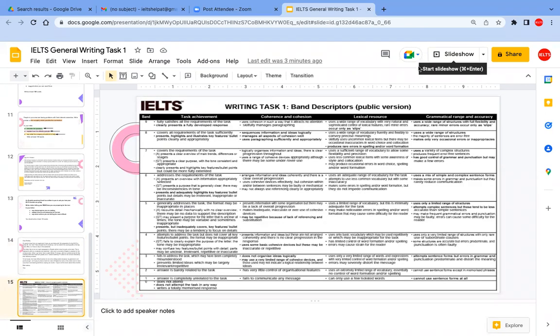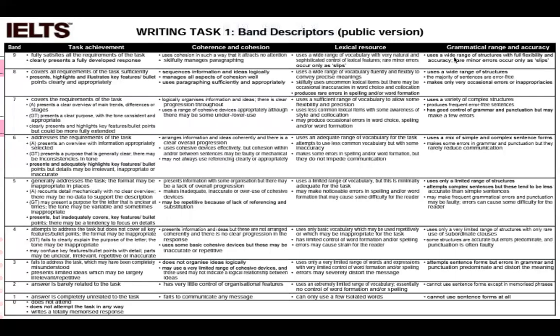Now here's the band descriptors, and I want to go through this. This is the last thing I want to show you, so you understand how you're marked. This is what you're marked on. The examiners have a copy of this when they're reading your essay and they're reading your letter. Task achievement is for the letter. This is for task 1. Okay. Task achievement, and the band scores are over here. It starts at 0, goes all the way up to 9, which is the highest.